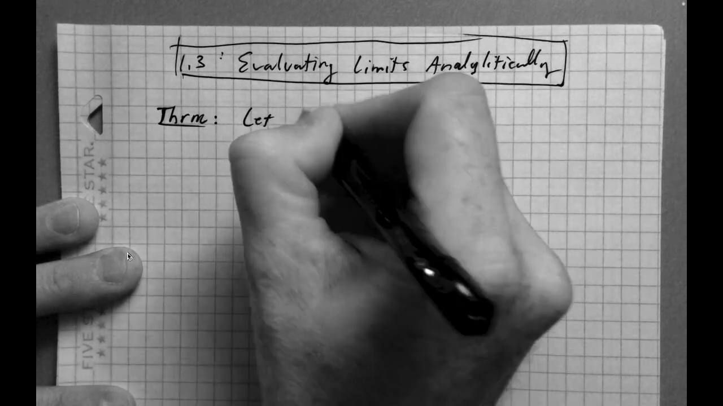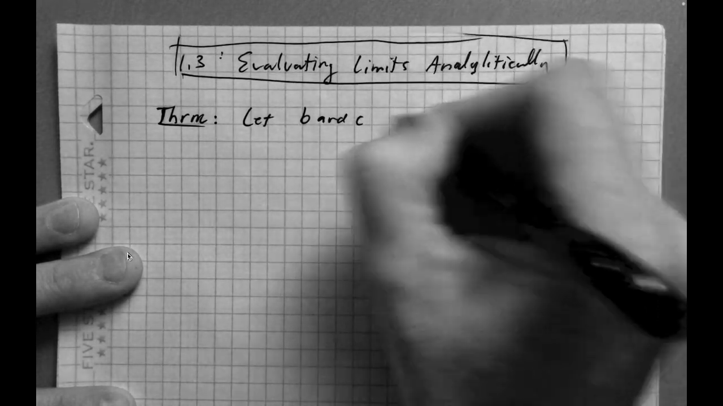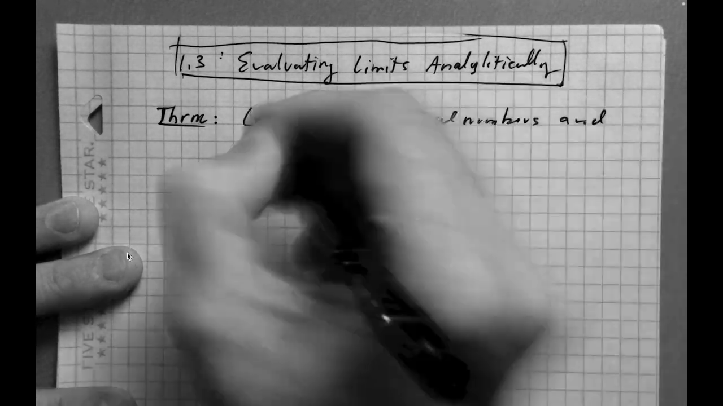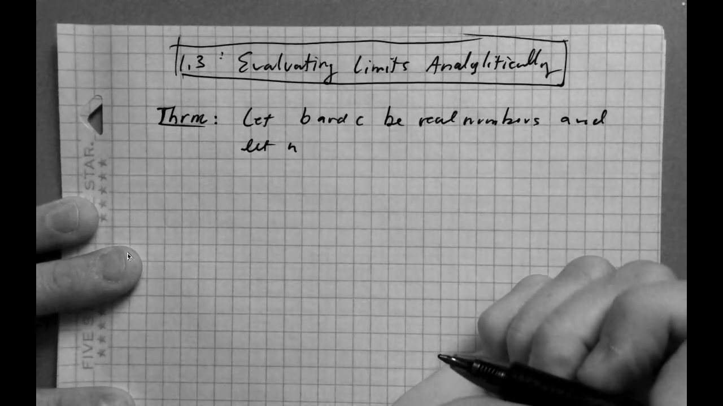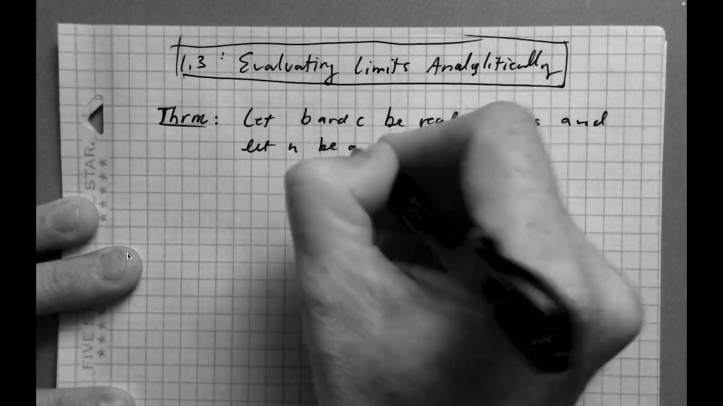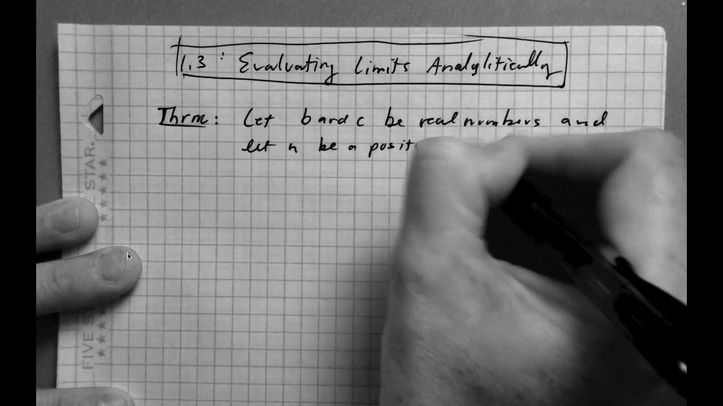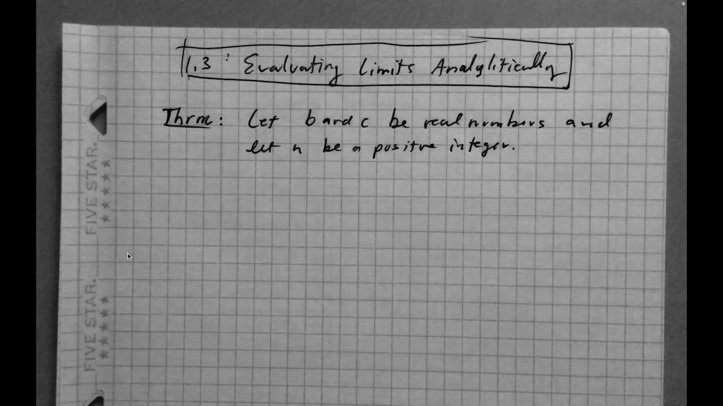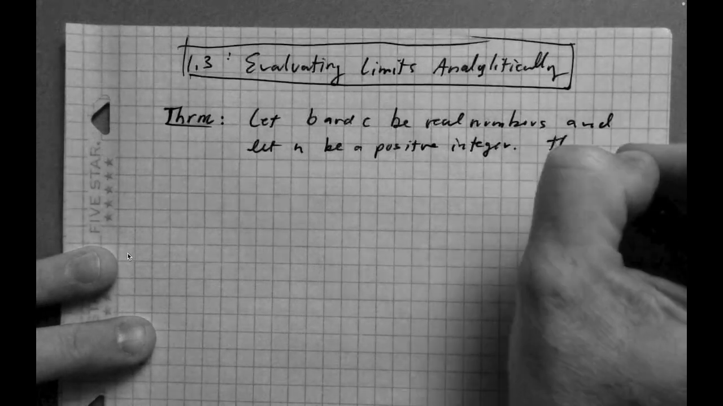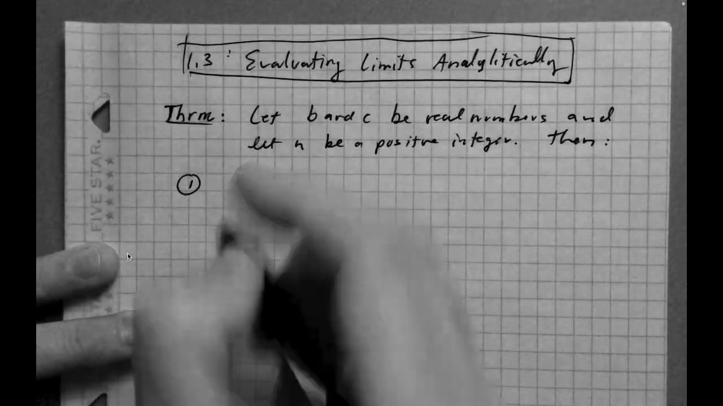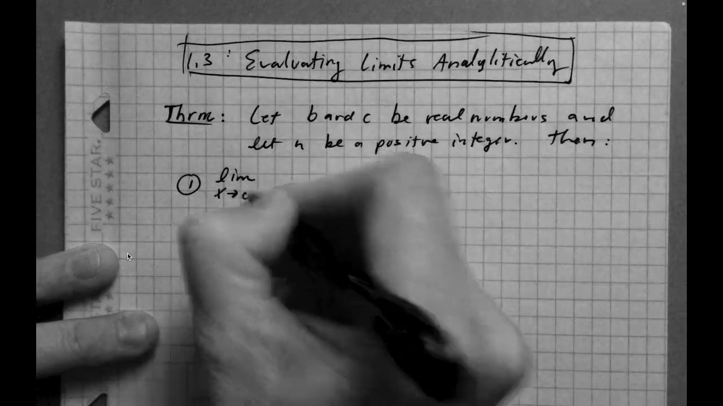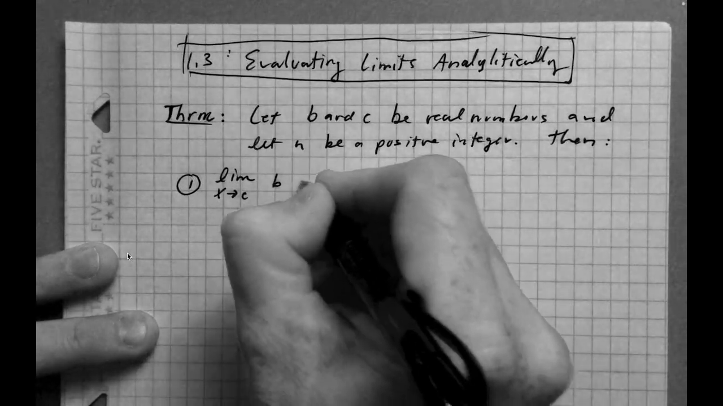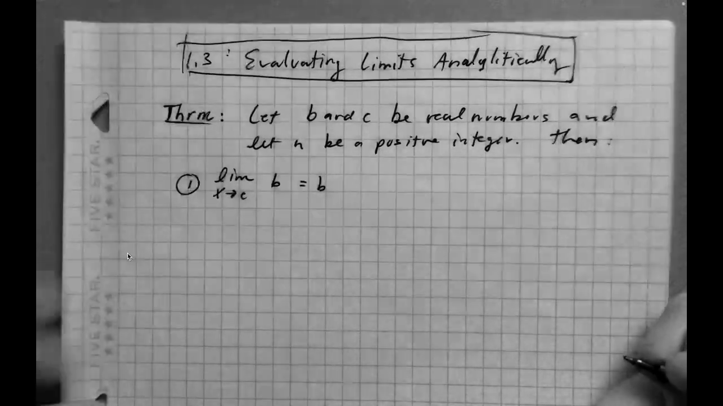So let's go ahead and let b and c be real numbers, and let n be any positive integer. Okay, i.e. a whole number, a real counting number, whole number, or 0. Okay, then the following. So the limit as x approaches c of a function b, where b is just a constant, of course that limit's just the constant, right?